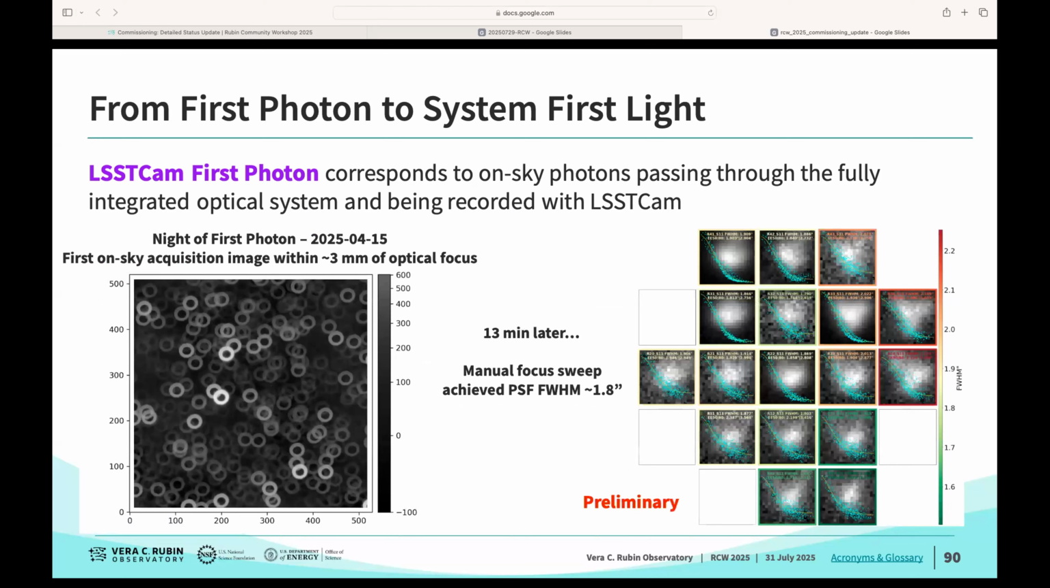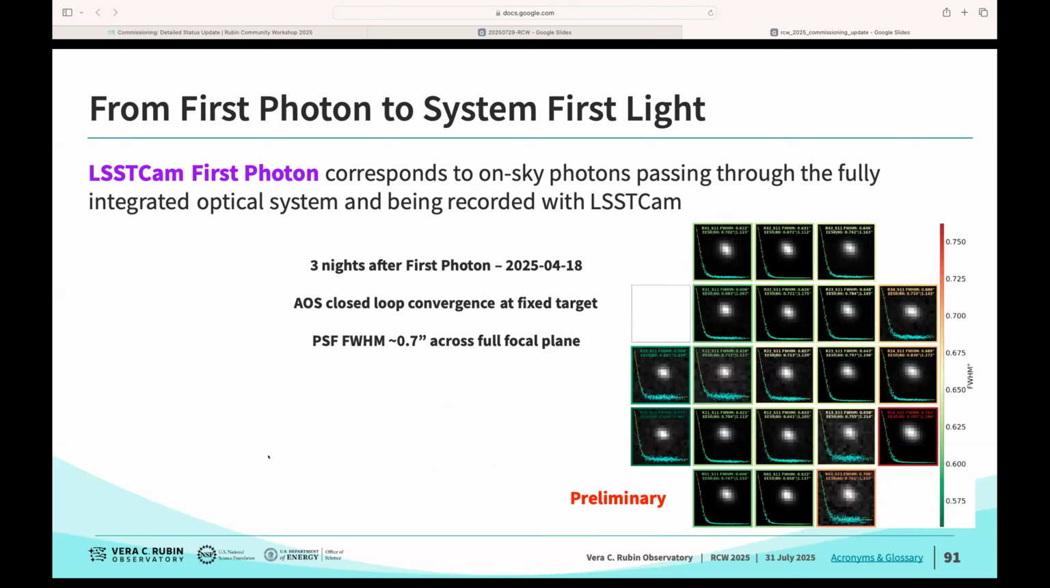So this is a recap of LSST-CAM first photon. The image on the left is showing basically one of the detectors on the very first on-sky image. It was within about 3 millimeters of being in optical focus. This was a huge testament to all the integration work that had been done by the team leading up to being on sky. And within 15 minutes after a manual focus sweep, we were able to get the first PSFs that were under 2 arc seconds.